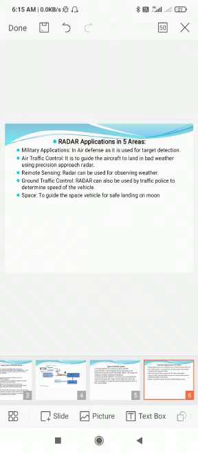Air traffic control is used to guide the aircraft to land in bad weather using precision approach radars. Remote sensing radar can be used for observing weather. And next is ground traffic control radar, which traffic police can also use to determine the speed of vehicles.